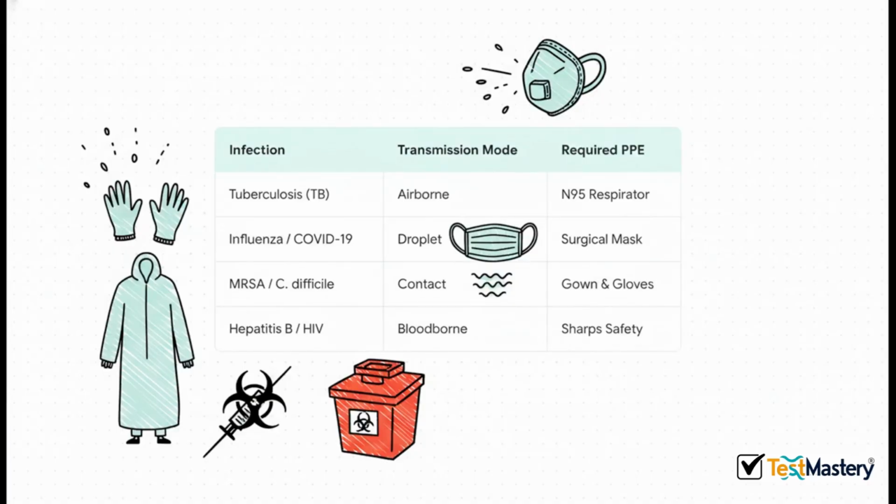If it's airborne, like TB, you need that tight-fitting N95 respirator. If it's spread by droplets, like the flu, a surgical mask is what you need. For germs that spread by touch, like MRSA, you'll need a gown and gloves. And for bloodborne pathogens, your best defense is always using sharp safety devices correctly.